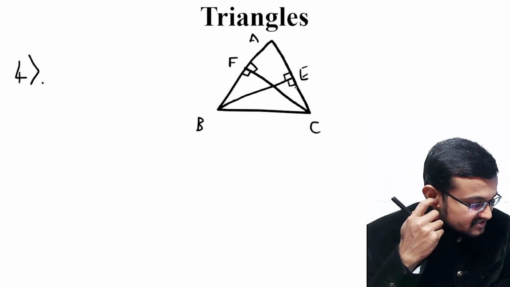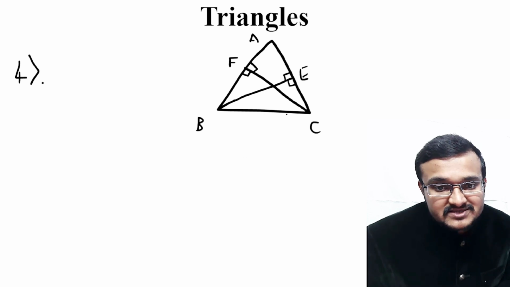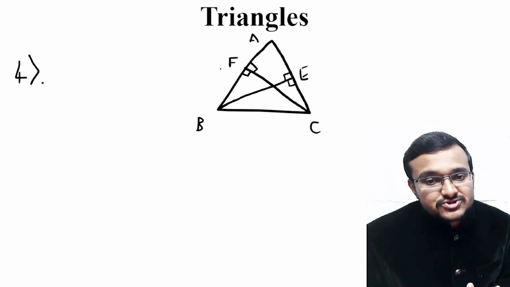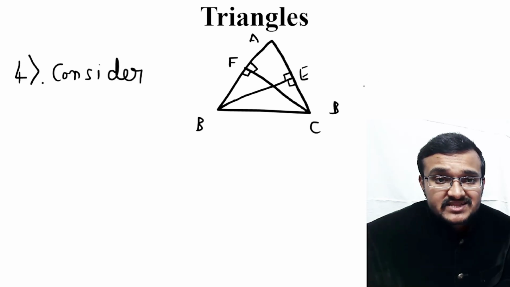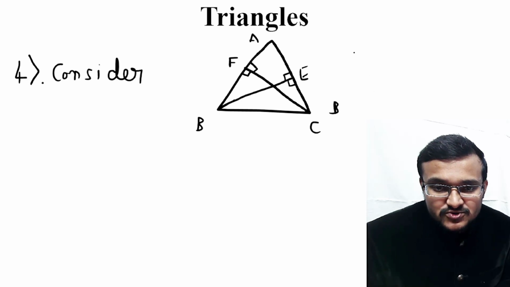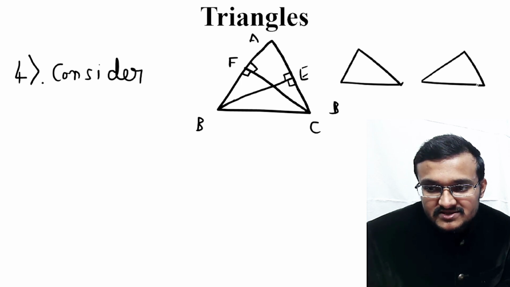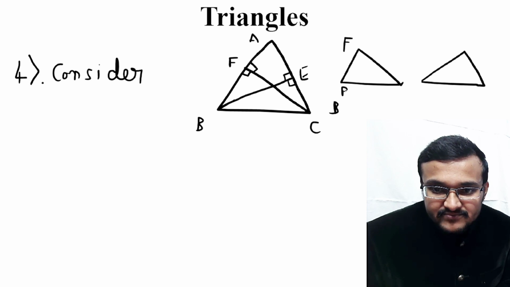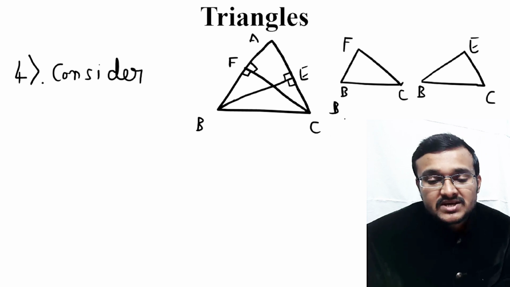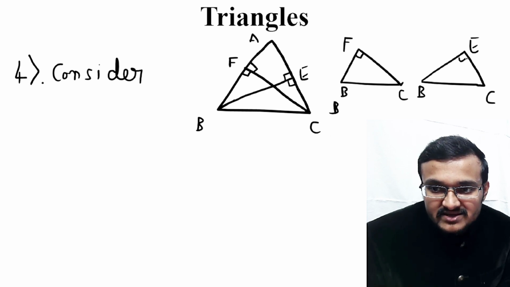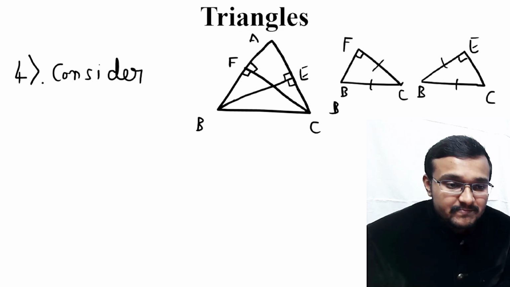So using RHS congruence rule, you have to prove that the total triangle ABC is an isosceles triangle. So here in the question, they have specifically mentioned using RHS congruence rule, you have to prove that AB is equal to BC, that is, ABC is an isosceles triangle. So in order to do that, I'll consider these two triangles, that is FBC and EBC. So here this angle and this angle will be 90 degree and BC is the common side. They have already given CF is equal to BE.